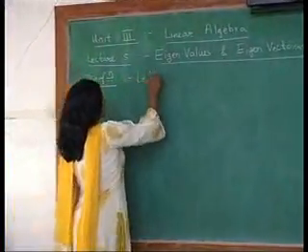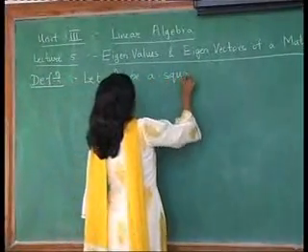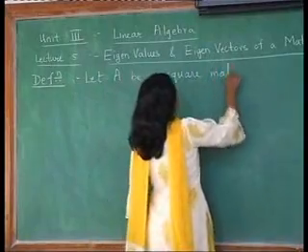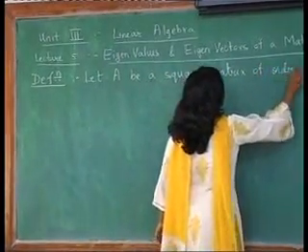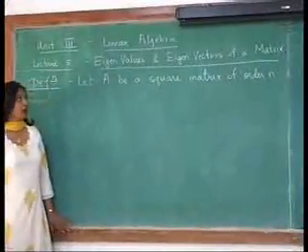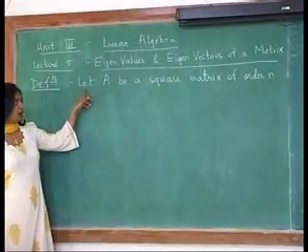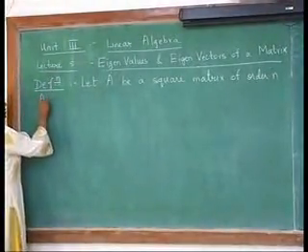Let A be a square matrix of order n. Eigenvalues and eigenvectors will always be defined in the context of a square matrix. So we begin with the square matrix of order n.